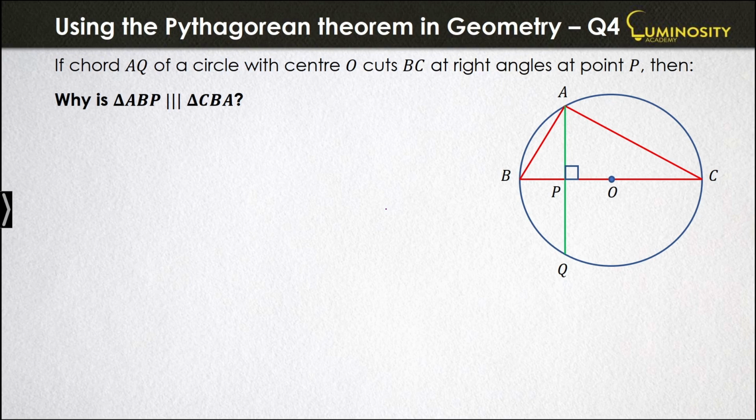So they tell us if chord AQ in this circle with center O cuts BC, which looks like to be the diameter of this line, at the point P at right angles, then explain why triangle ABP is similar to triangle CBA. Okay, so first of all, because we have a circle with a center, that's really important because there's 4 different theorems that we can use when we're talking about centers specifically, and then angles where you're subtending from a center can also be used.